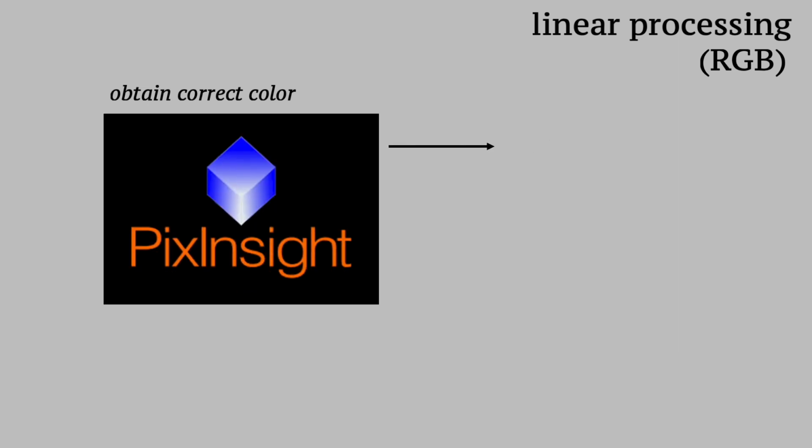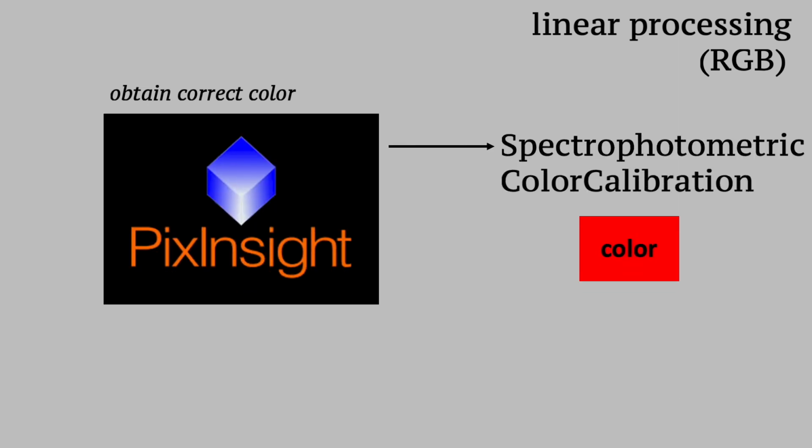And what we want to do next is obtain the correct color. So even though we've combined the red, green, and blue and we have some color, we don't know for sure if it's the correct color. So we're going to do a spectrophotometric color calibration. This is a tool that Pixinsight has. And the way that this works is Pixinsight uses star data from the Gaia satellite, and Gaia knows the temperature and colors of all these different stars.